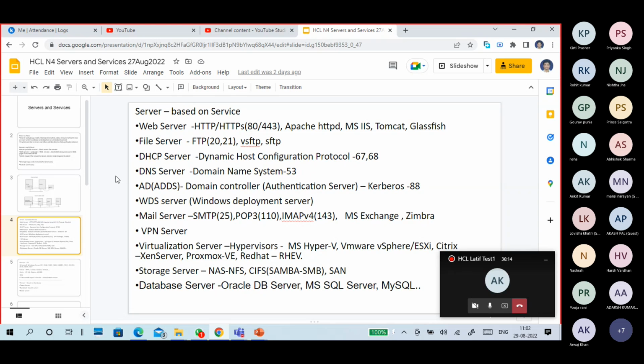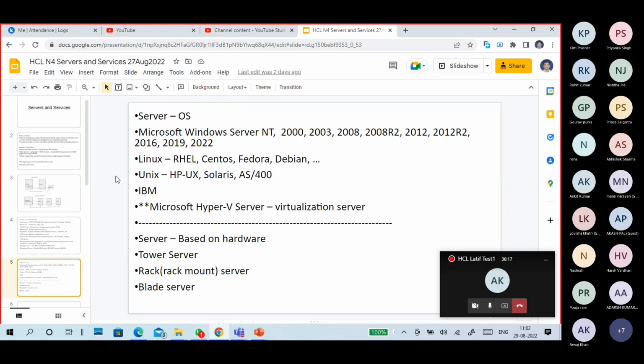A print server is also there. We can say different types of operating systems support server purposes, like Windows Server operating systems, Linux operating systems, Unix operating systems. If you install those operating systems on the hardware, the system becomes a server, or we can install server applications on it, or we can enable certain services based on the server. For example, you take a Windows Server and you want to make it a DHCP server, so you have to install the DHCP role on it.